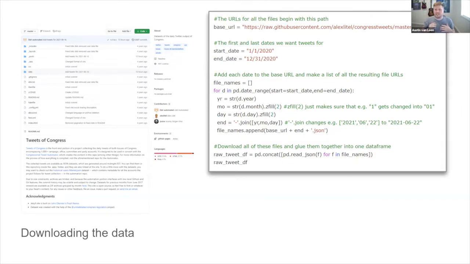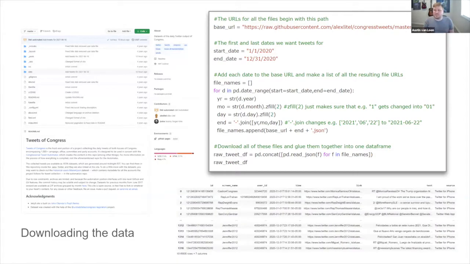The data is stored such that each day of tweets is in a separate file. Basically this code makes a list of all the URLs for each day in 2020, and then appropriately formats the URL. The single line here that does the heavy work is raw_tweet_df equals pd.concat. Essentially, it takes the files at each of those URLs that we've compiled, pulls the file, reads it into a usable format, and appends them all together into a single nice pandas data frame, which looks like this down here in the bottom corner.